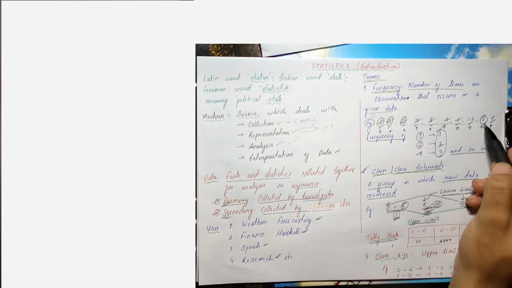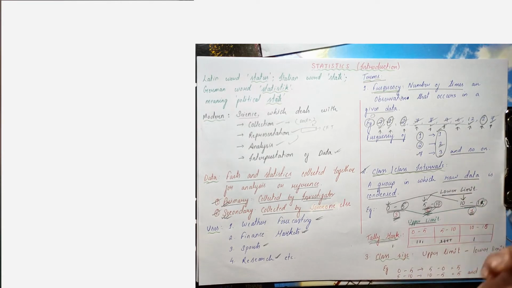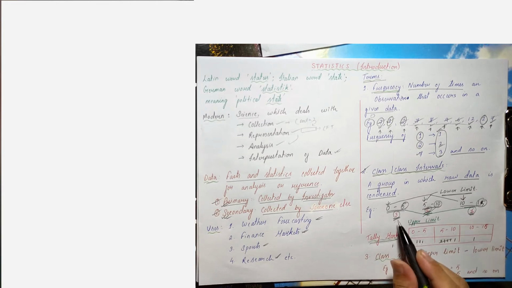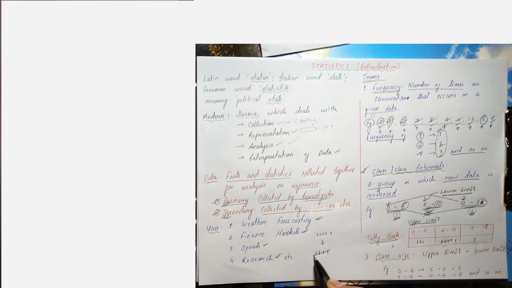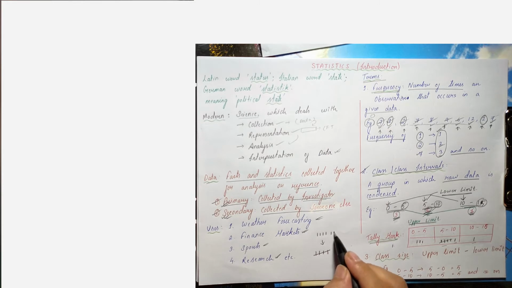12 belongs here, 2 belongs here, and 7 belongs here. So we see 0 to 5, 1, 2, 3. So 3. 5 to 10, 5, 6. 10 to 15, 1. Now instead of doing 1, 2, 3, 4, 5, we choose to do 1, 2, 3, 4 and 5, because if we have many values, then it becomes very difficult to count these tally marks.